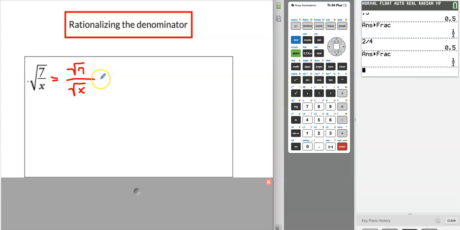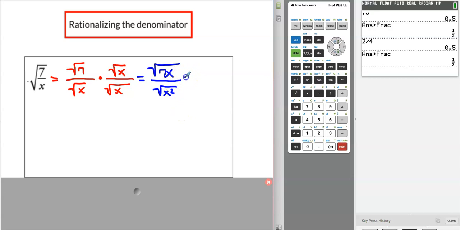Okay, we want to rationalize the denominator. And I don't expect you guys to remember what it's called, but you need to know that you need to get rid of that radical in the bottom. So to get rid of that radical, we've got to multiply both the top part and the bottom part by the radical in the bottom. Okay, so when you do that, at the top, you should get the square root of just 7x. And in the bottom, you should get the square root of x squared. Okay, or x times x.